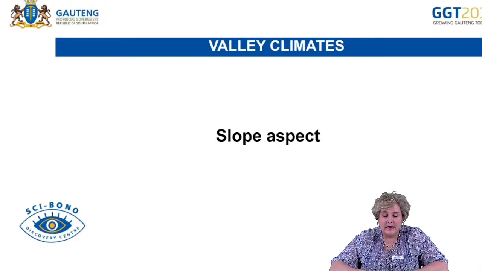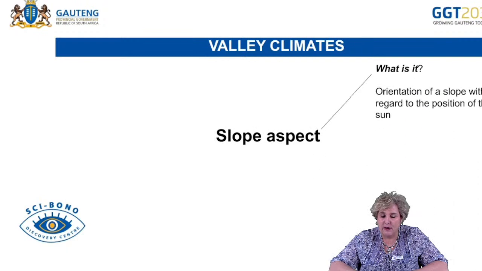In valley climates, they refer to slope aspect. And this is not supposed to be a new term for all of you. Slope aspect is one of the topics that was discussed in grade 10. So when we refer to slope aspects, we're going to look at the following. What is it again? It is the orientation of the slope with regard to the position of the sun. Where is this slope in connection with the position of the sun?